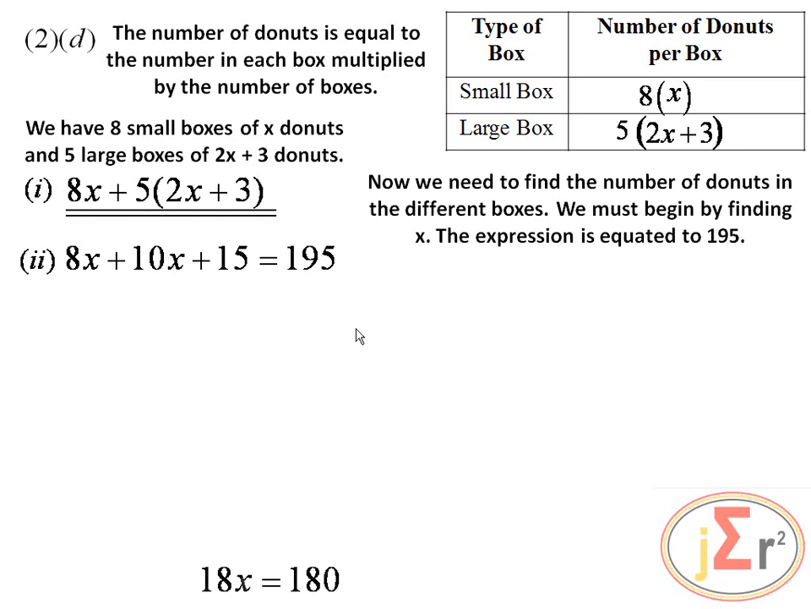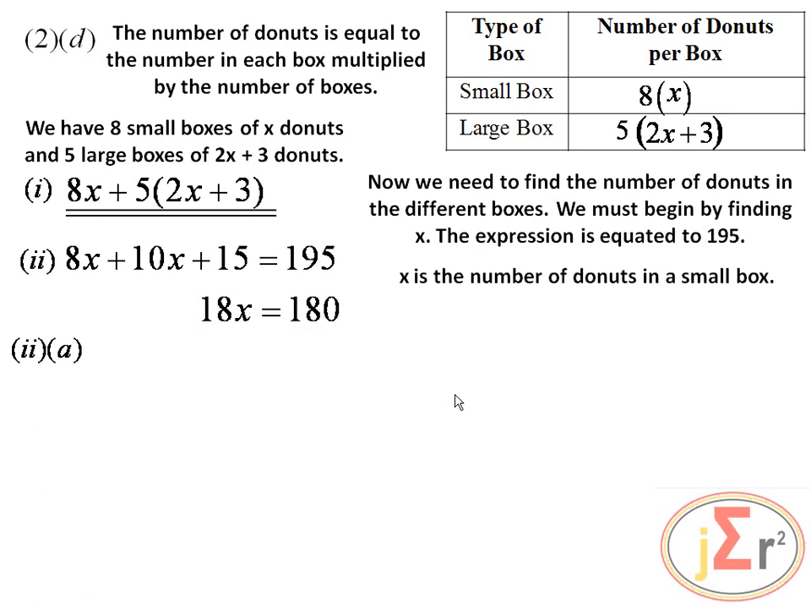What do we do next? 8x plus 10x is equal to 18x. This positive 15, by transposition, we subtract 15 from 195 and we have 180. There is no difficulty seeing 18x equals 180, so x is equal to 10. x is the number of donuts in a small box. x is equal to 10 donuts in a small box.